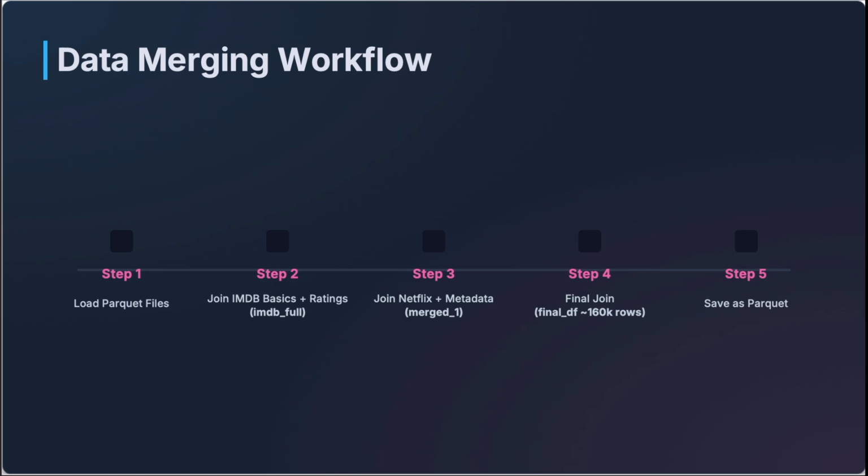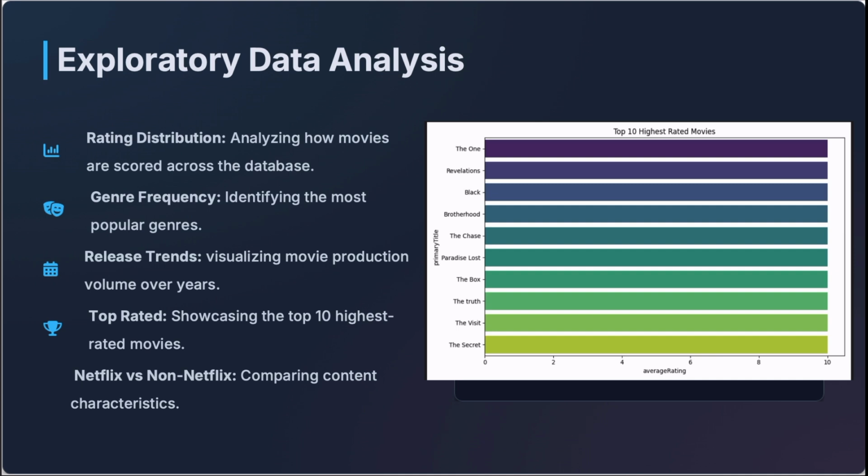Now coming on to the exploratory data analysis slide, which is EDA. Once the engineering part was done, we moved on to the analysis. We made charts to see how ratings are spread out, which genres are the most common, and how movie production changed over the years. We also looked especially at how Netflix content compared to the rest of the movie industry.